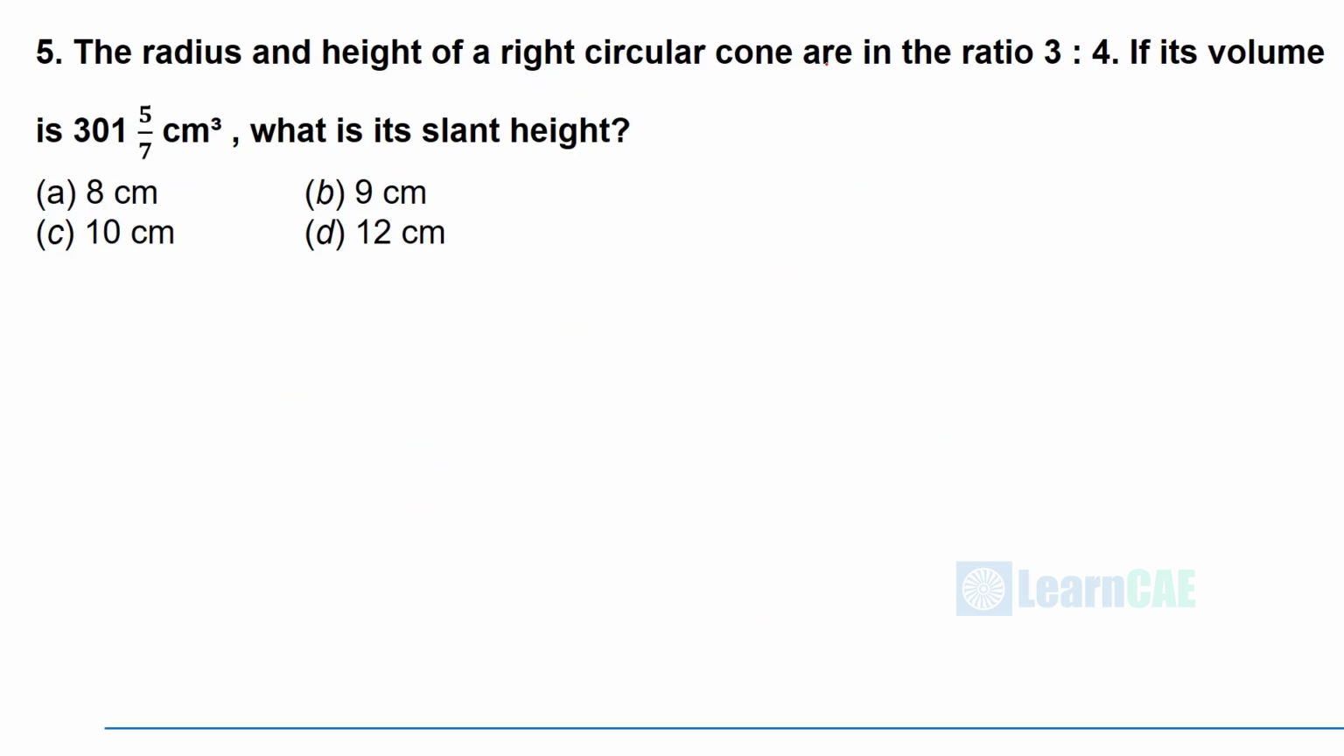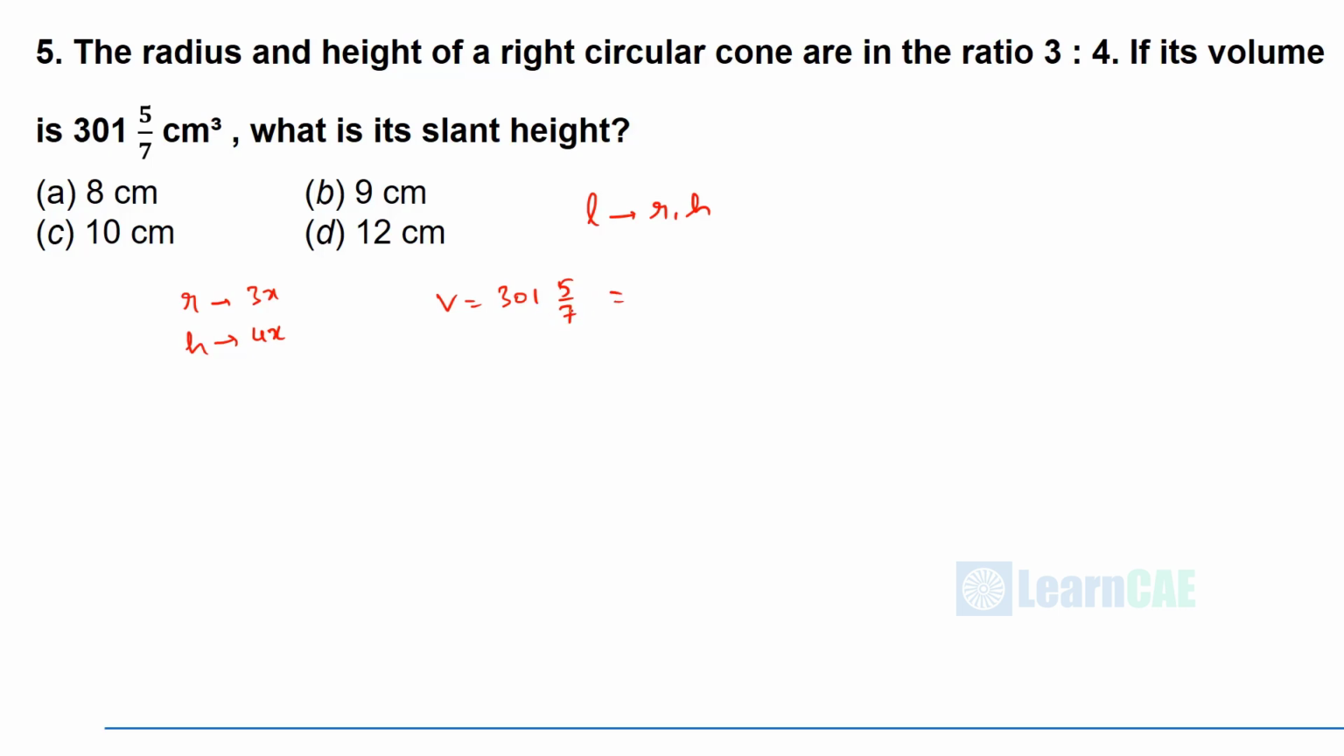The radius and height of a right circular cone are in the ratio 3:4. If its volume is 301 5 by 7 centimeter cube, what is the slant height? We can find out the slant height if you know R and H. But they are given in a particular ratio 3:4. Let us assume R is 3x and H is 4x. And the volume is given as 301 5 by 7.